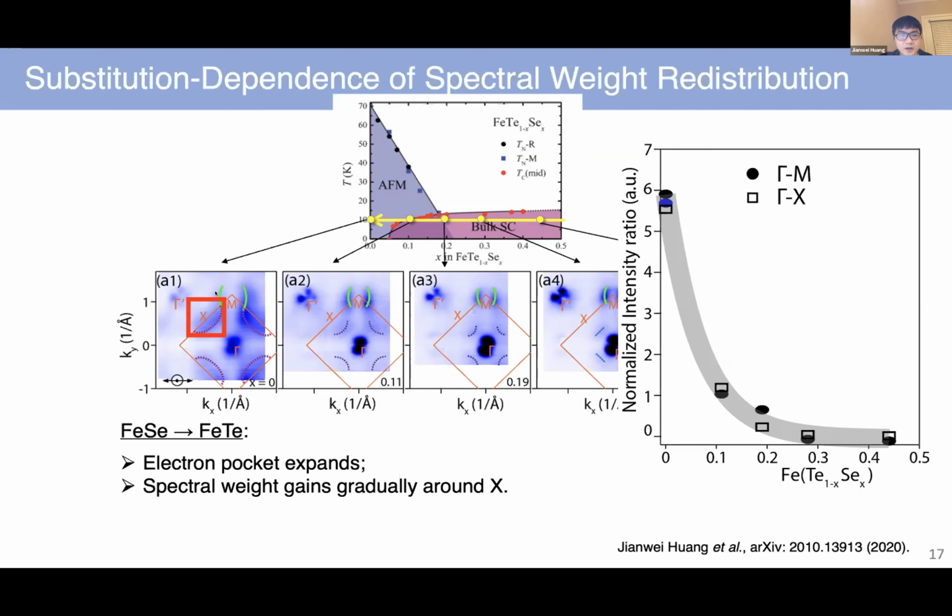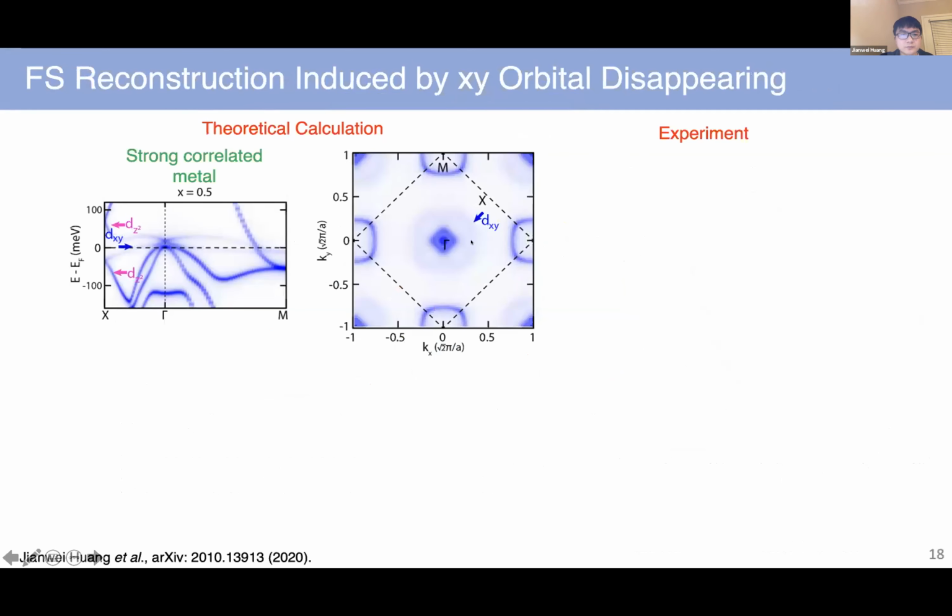So then here is the question. Where does this spectral weight come from? Our theory collaborators have done calculations based on the U(1) slave spin theory on a multi-orbital Hubbard model. For x equals 0.5 FTS, this sample is in a strongly correlated metal state.